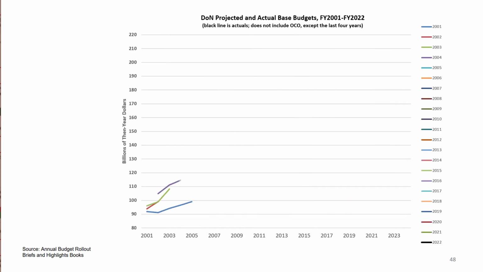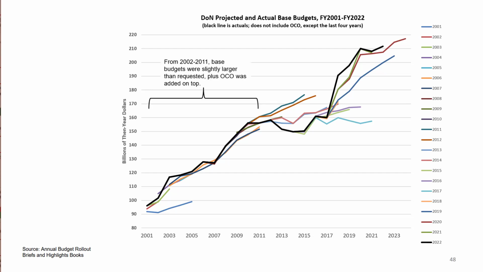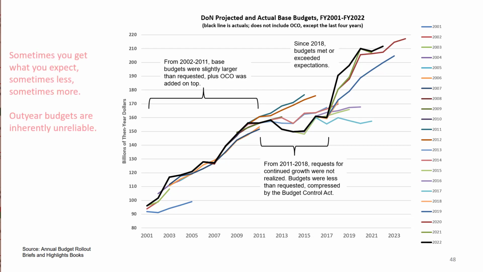What this chart depicts is the Department of the Navy forecasted budget going back 20-some years. The solid black line is what the Navy actually got. And what we see are three distinct periods of time. From 2002 to 2011, the base budgets were slightly larger than requested, and then there was OCO money, war money, on top of that. Then we went for an 8-year period where the requests for continued growth were not realized, and budgets were less than requested, compressed by the Budget Control Act.